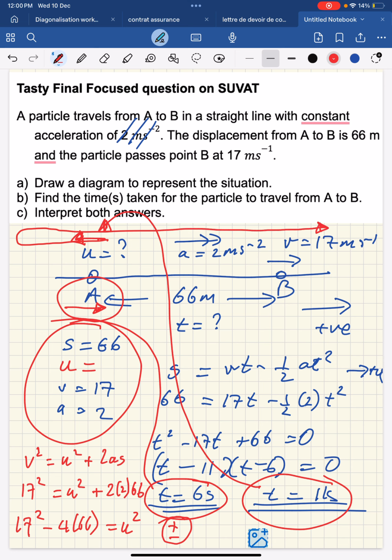So that's just an interesting question where you might be used to having one negative answer for time, one positive, and you ignore the negative. But in this context, both answers have significant meaning.